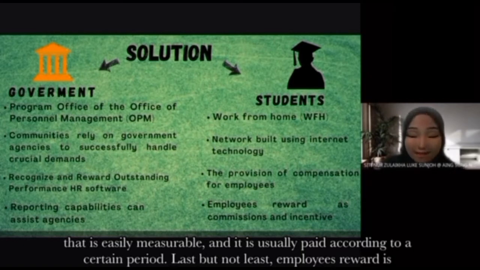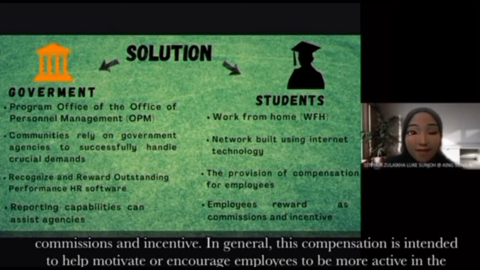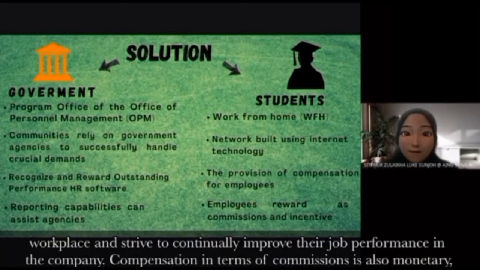Last but not least is employee reward as commission and incentive. In general, this compensation is intended to help motivate or encourage employees to be more active in the workplace or to continually improve their job performance in the company.